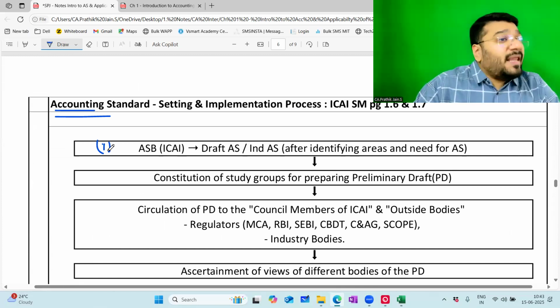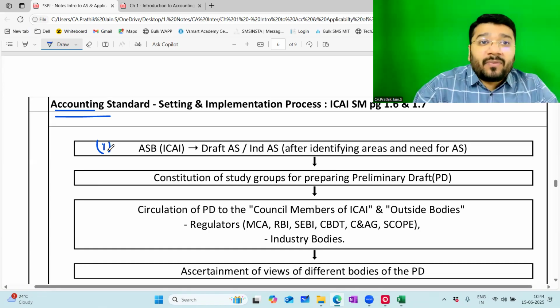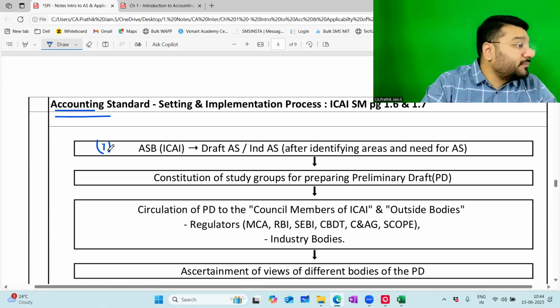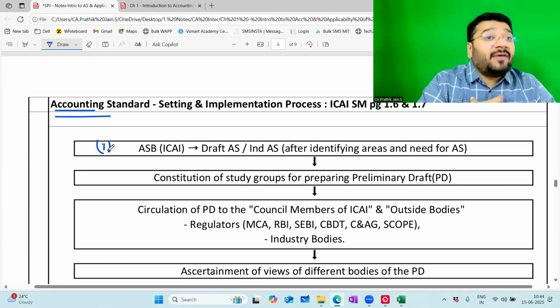ASB will engage with multiple people who are at the ground level. Ground level means what? Those people who are dealing with the business people. We'll try to understand from them what is the problem that people are facing while accounting, because for the problem these people are facing, for that we will give the guidance.